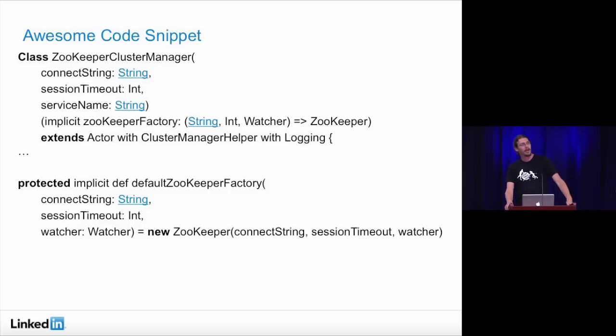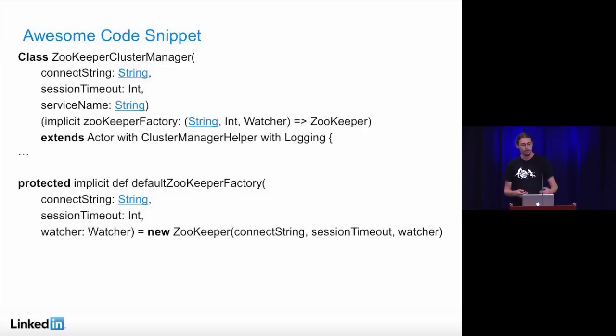So here we have the Zookeeper cluster manager, and we've queried the parameters that it takes. And the second one is a function that we're passing as a parameter. And you note that it's called the Zookeeper factory. So Zookeeper in the Java interface doesn't have a factory method. And if you want to make one, you have to do a lot of boilerplate.